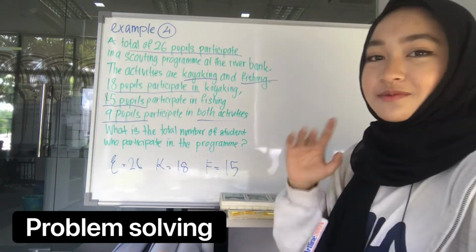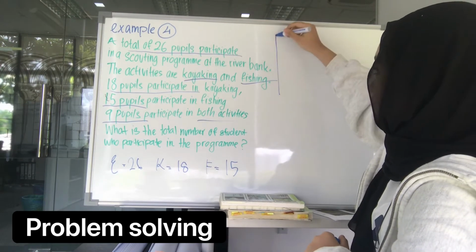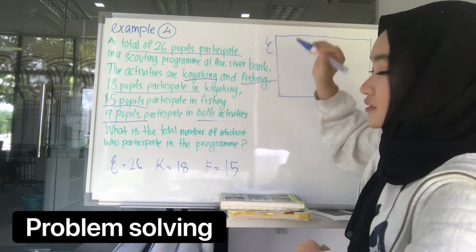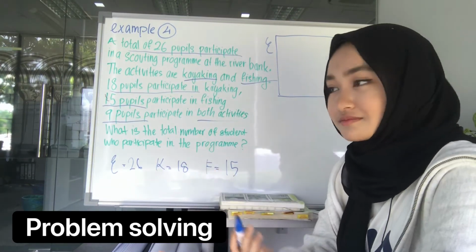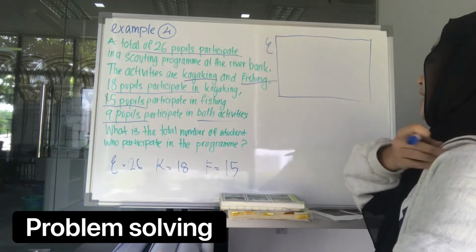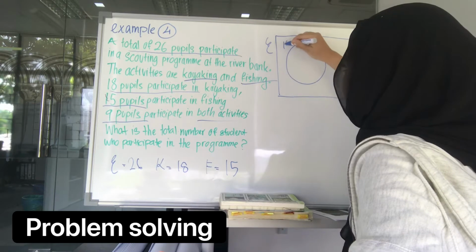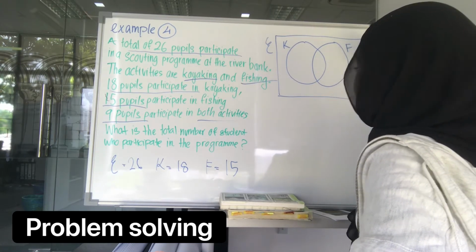So first, we need to draw it. As I said, we have 2 sets. So we need a universal set. So this is my universal set. It looks a bit off, but it's okay. So this is my universal set, and this is my kayaking, and this is my fishing.